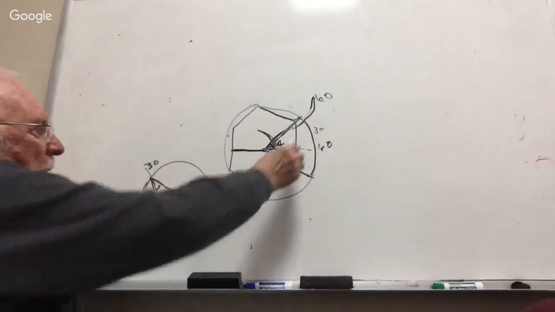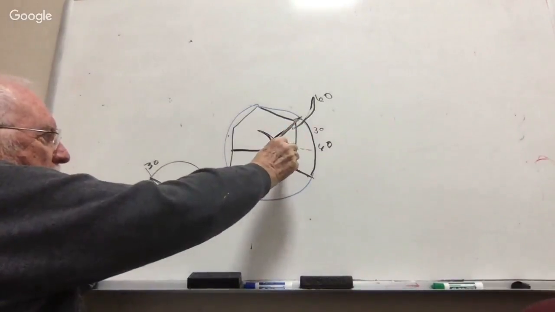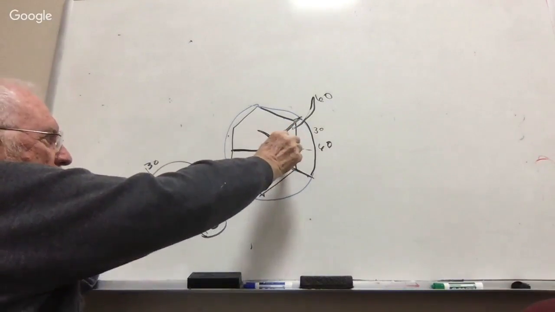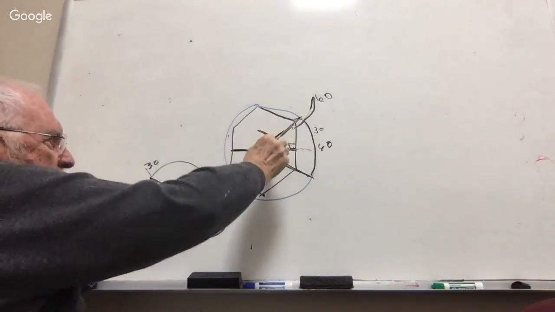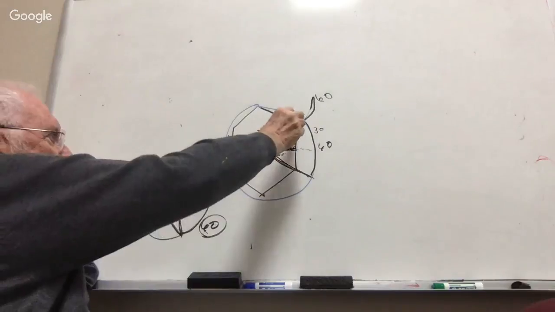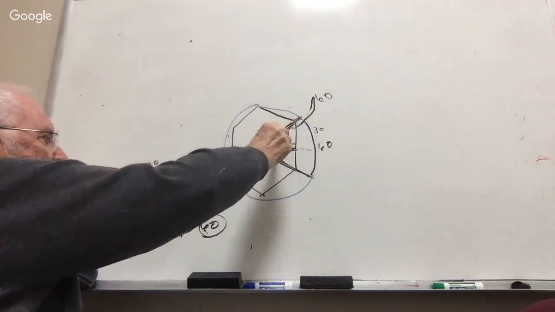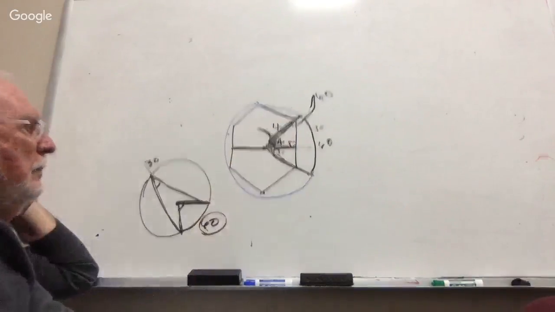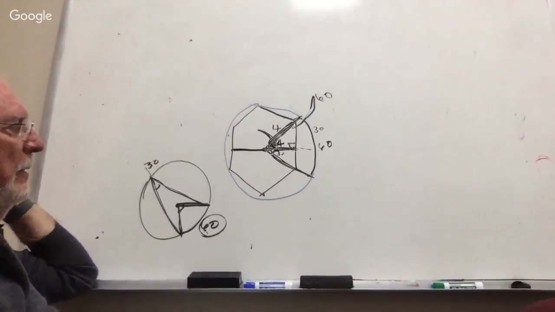Now, in this right triangle, this is the long side, this is the short side, and this is the hypotenuse. But this part here, the hypotenuse, we already know what it is. It's 4, because it's a radius. Okay?